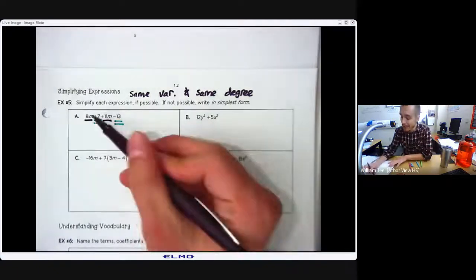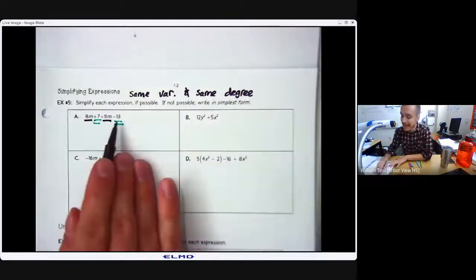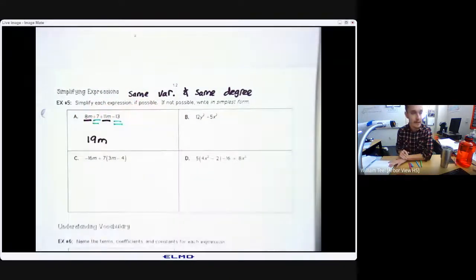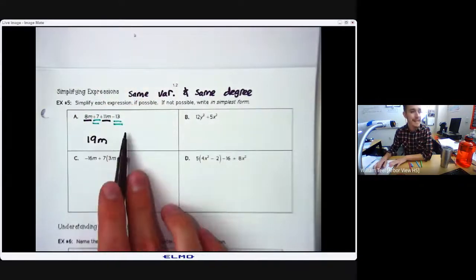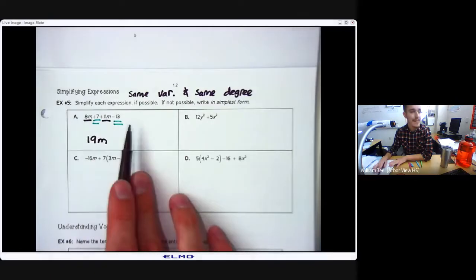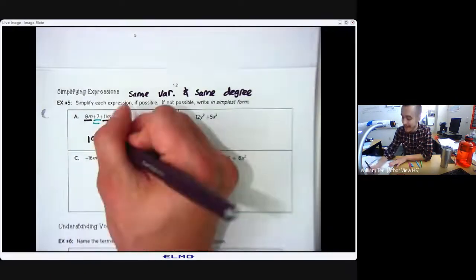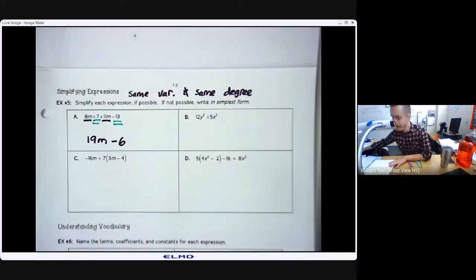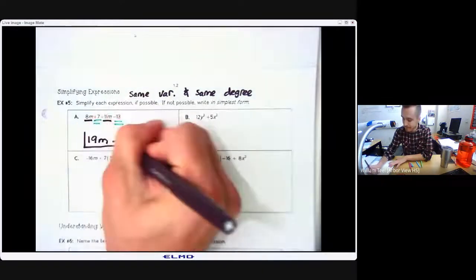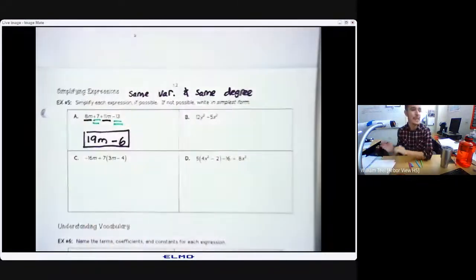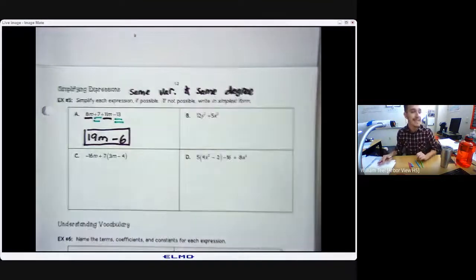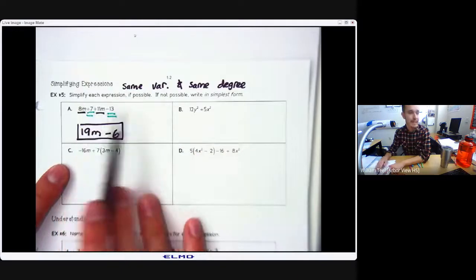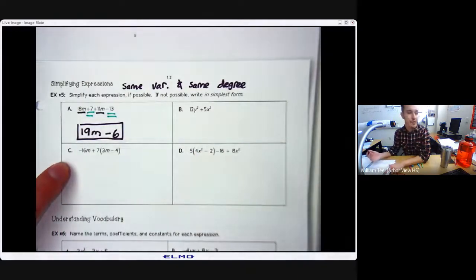So 8m plus 11m. 8 plus 11 gives us 19. So I'm going to have 19m. And then 7 minus 13. Well, I know 7 minus 13, I'm going to have left over negative 6. So my answer is going to be 19m minus 6. Again, only combining those like terms if they have the same variable and the same degree. Obviously, we can combine the constants because they don't have any variables, and we already know how to add two numbers.